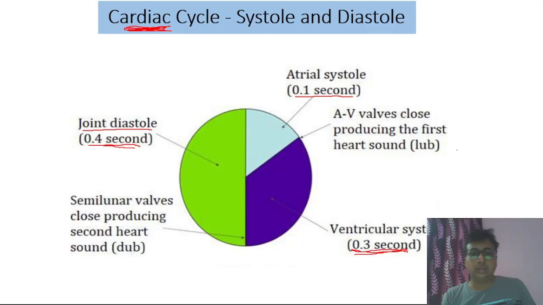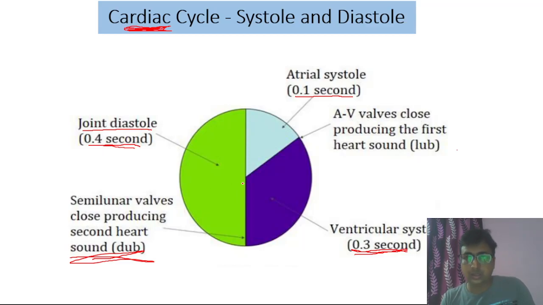So the blood flows into the pulmonary artery and the aorta, and due to the decreased pressure in the ventricles, the blood tries to flow back into the ventricles. To prevent this flow, the semilunar valves suddenly get closed, producing a second heart sound called the dub sound. So the first heart sound is the lub and the second is the dub. In this way the heart sounds are produced, heard through a stethoscope as lub dub, lub dub.